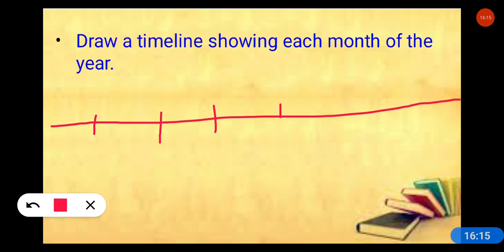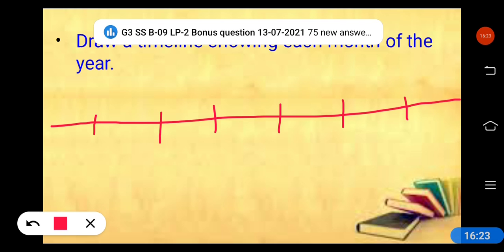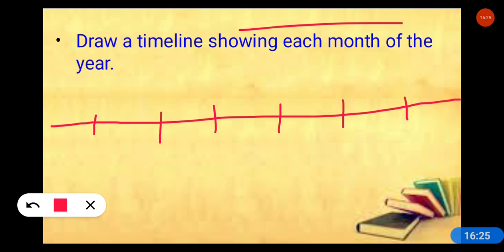Okay, so I'm not able to show all the months here. When you are drawing, please draw for each month: Jan, Feb, March.